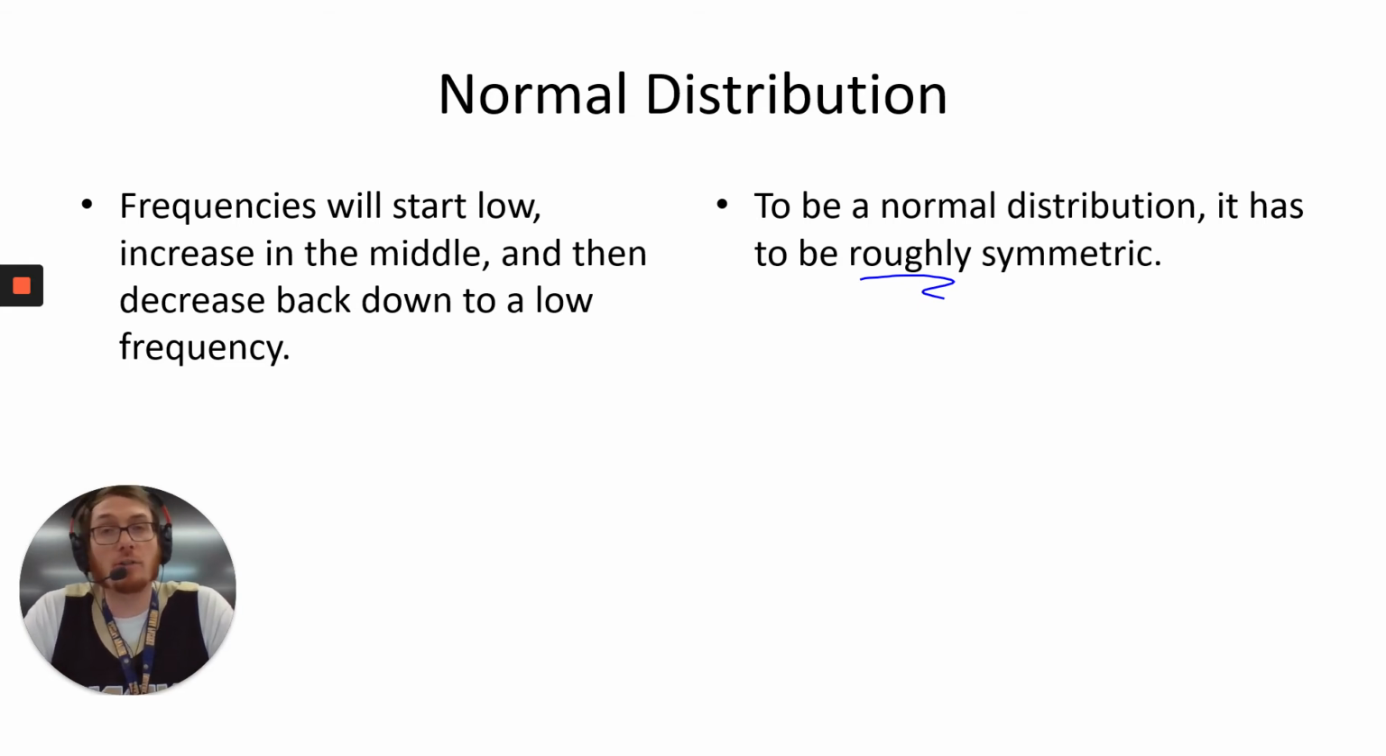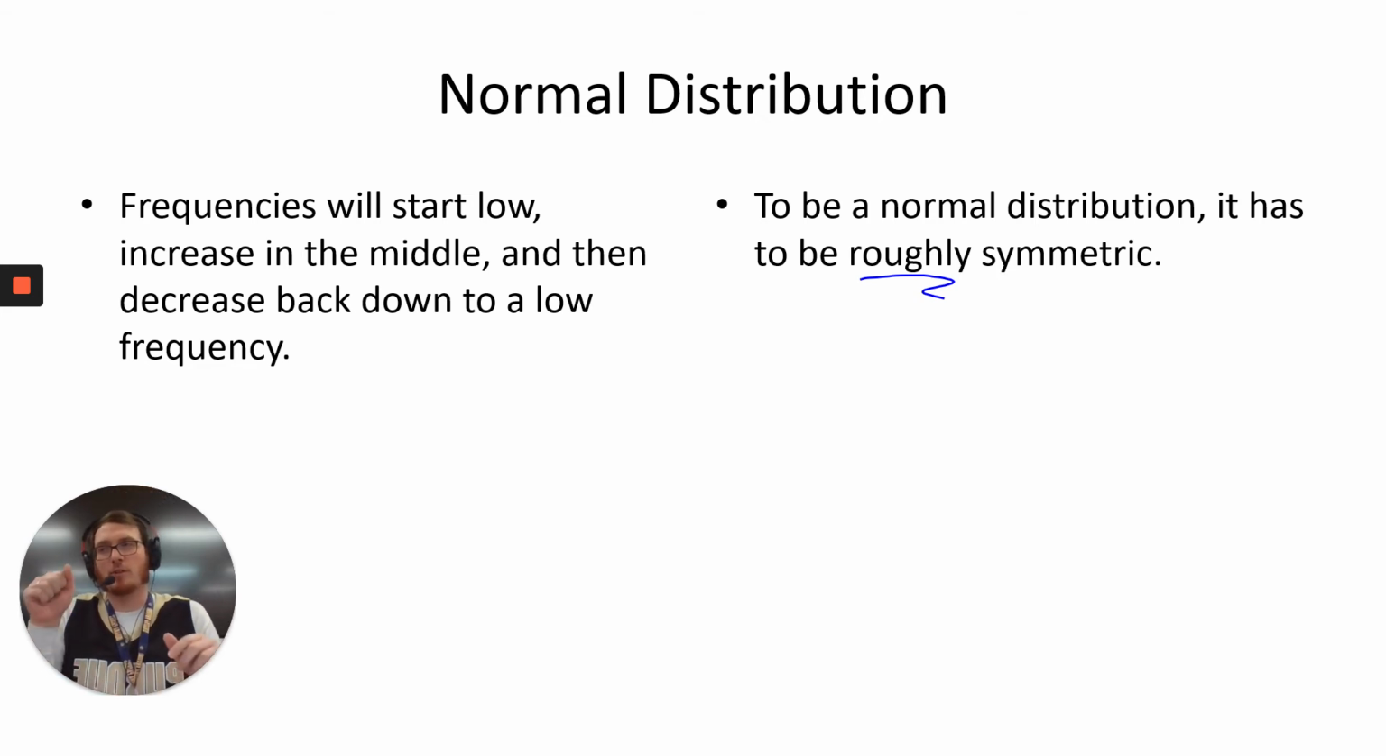Okay, back to the bell-shaped curve. Frequencies that start low and have a lot in the middle and then low at the end are a bell-shaped curve. So a normal distribution is the same idea as a bell-shaped curve. And so to be a normal distribution, it doesn't have to be perfectly symmetric. It just has to be roughly symmetric.